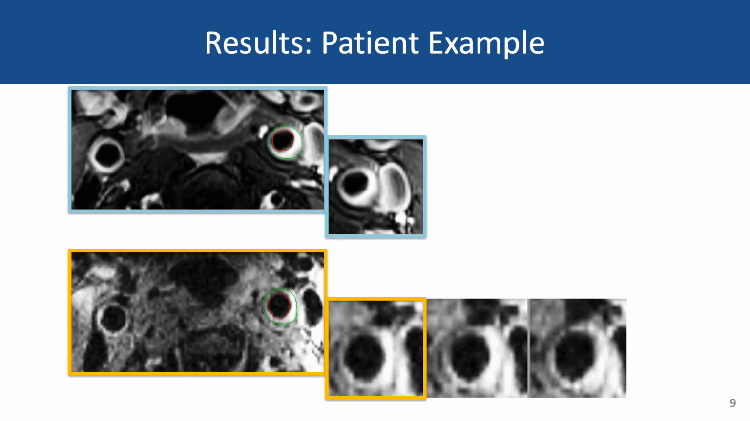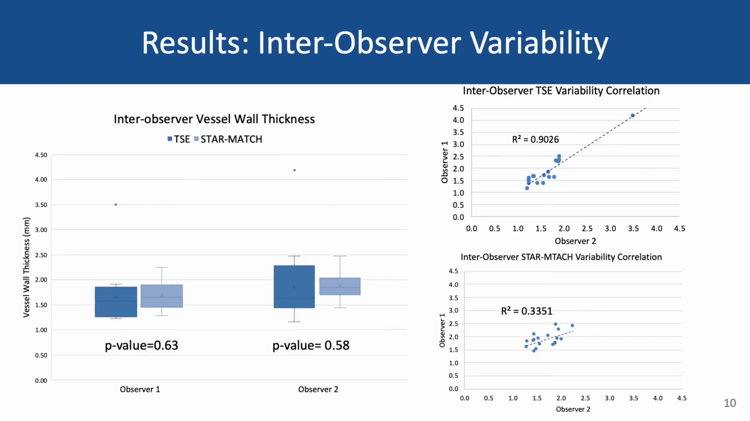The figure on the right shows the difference in CNR between TSE and STAR-MATCH. Here, we see a patient example scan of TSE on the top and matching STAR-MATCH slice of the same patient at the bottom. In TSE scan, we see better CNR when comparing to STAR-MATCH at the bottom. The figure on the left shows the vessel wall thickness by two different observers and the two different techniques. Note here that no significant difference was found between TSE and STAR-MATCH. The figure on the right shows the inter-observer reproducibility between TSE and STAR-MATCH. TSE did have better variability correlation than STAR-MATCH.